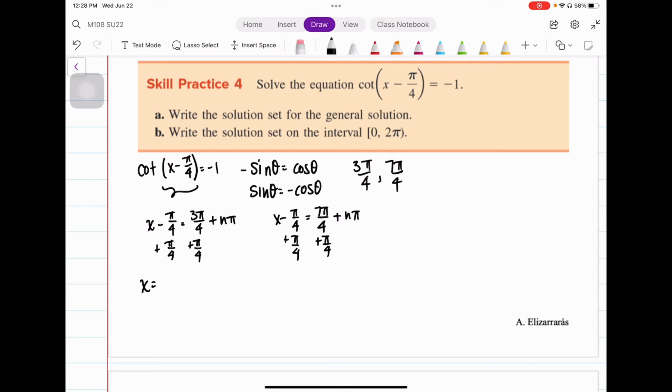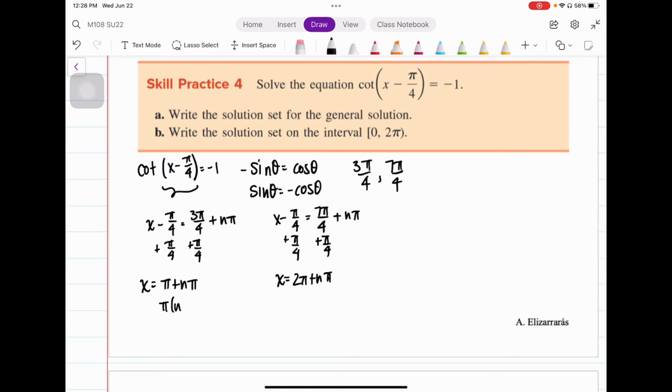Three pi over 4 plus pi over 4 is 4 pi over 4, or just pi. So we have pi plus n pi. 7 pi over 4 plus pi over 4 is 8 pi over 4, or 2 pi plus n pi. And notice that these equations are really saying the same thing.